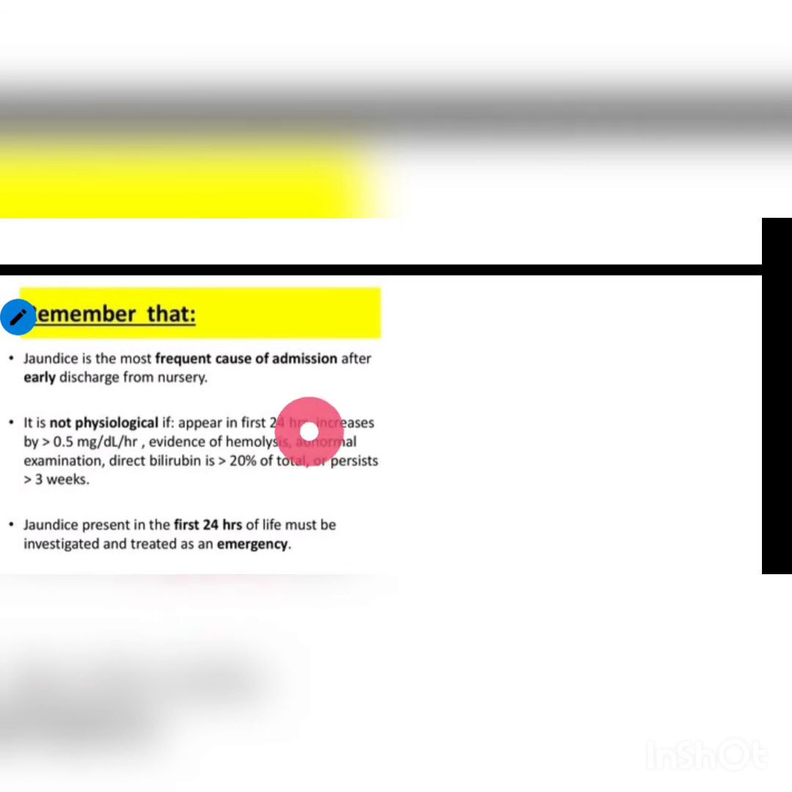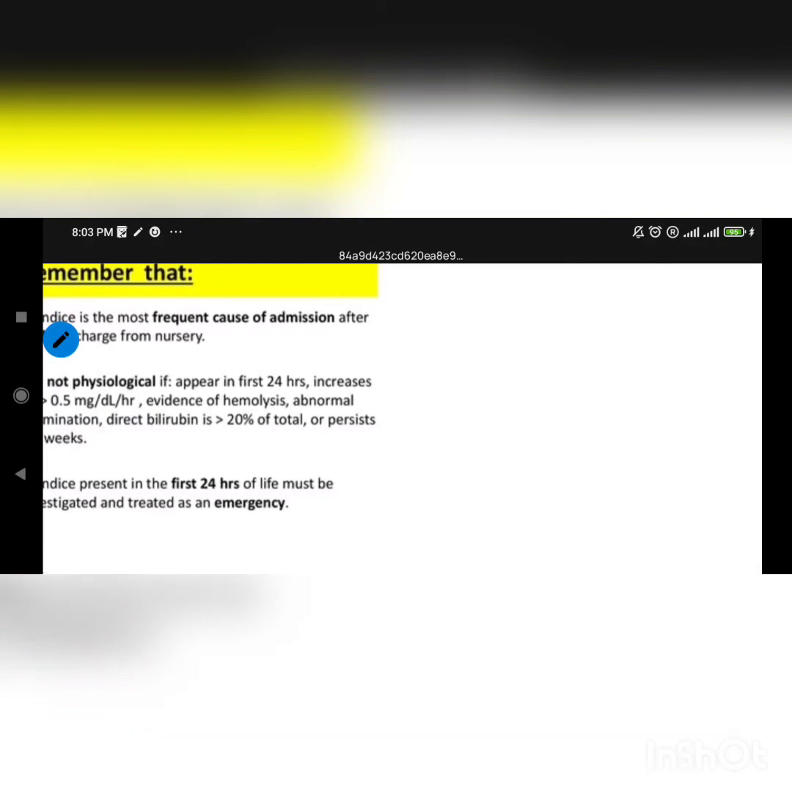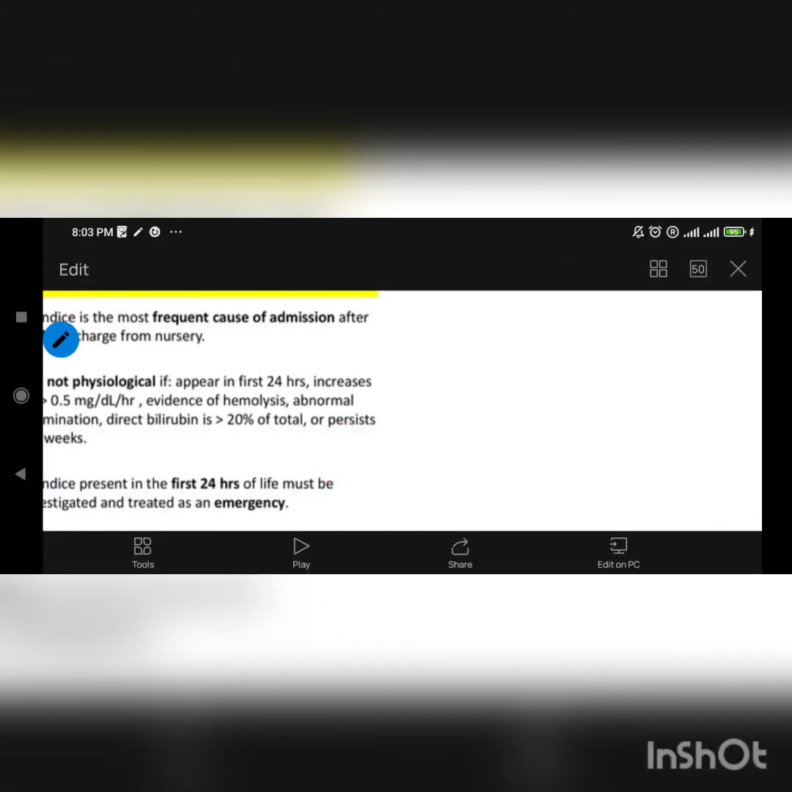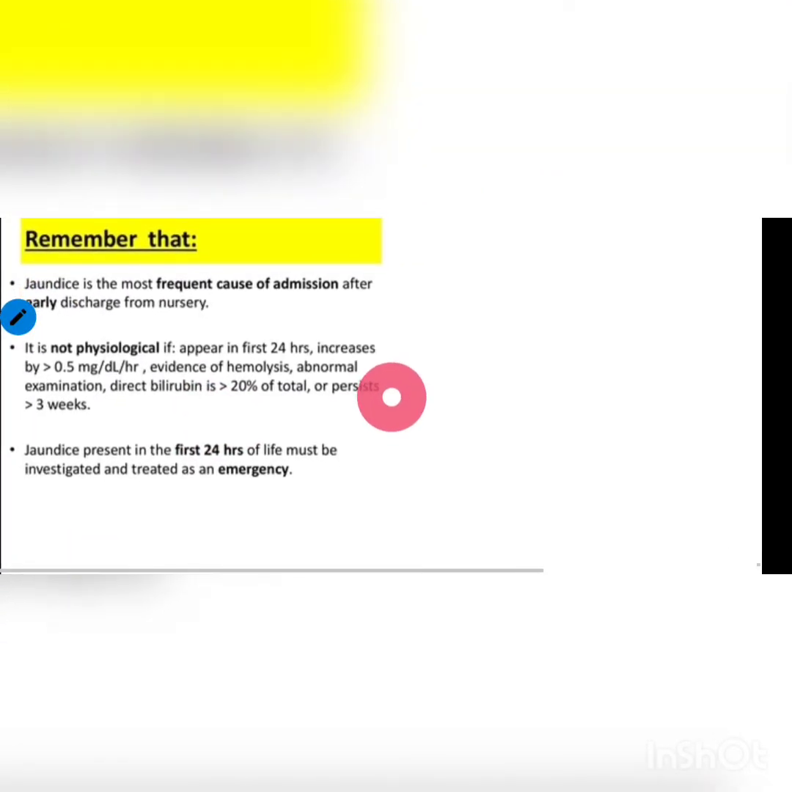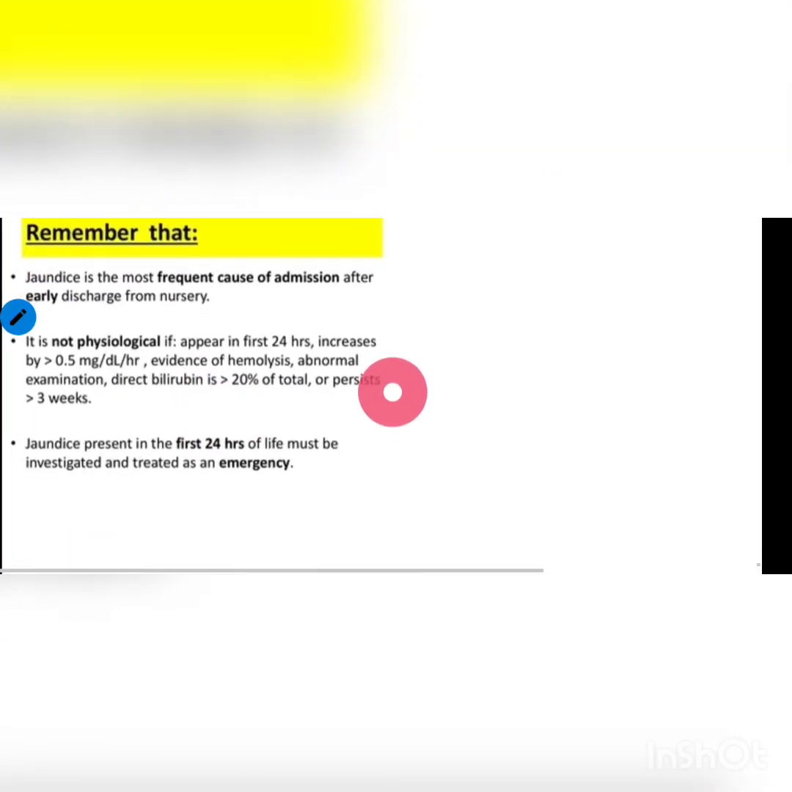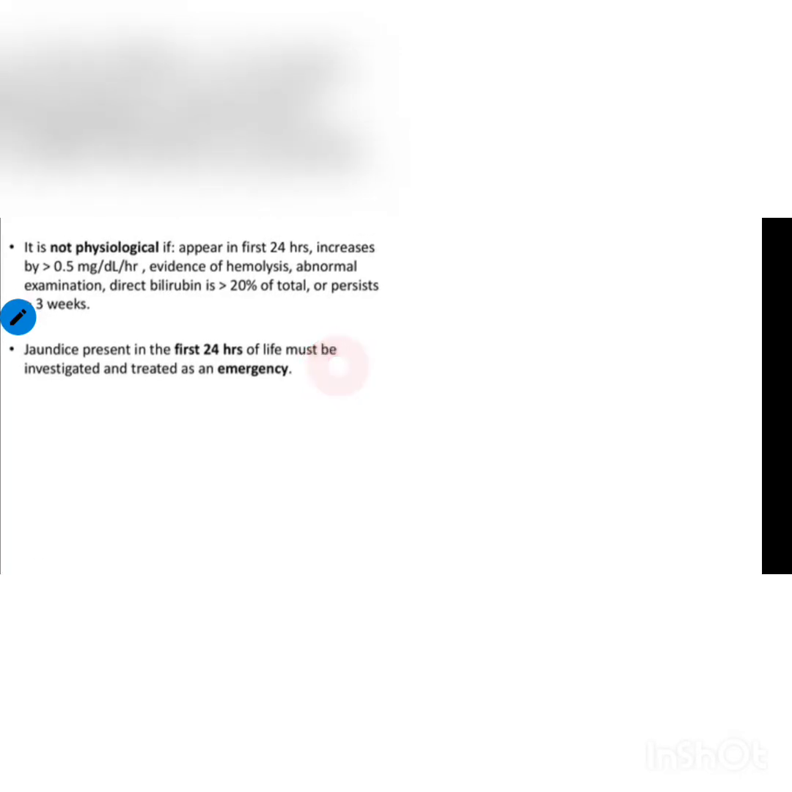It is not physiological if it appears in the first 24 hours and increases by greater than 0.5 milligram per deciliter per hour, with evidence of hemolysis, abnormal examination, direct bilirubin greater than 20% of total, or persists greater than 3 weeks. Jaundice present in the first 24 hours of life must be investigated and treated as an emergency.